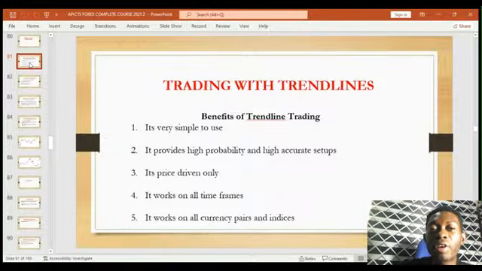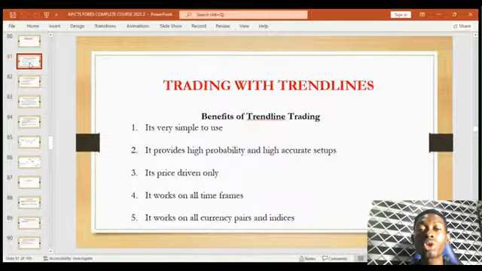Number two, it provides high probability and highly accurate setups. Listen, trend line does not lie. It is price driven only. You don't need any additional indicator or anything. It's purely price action.